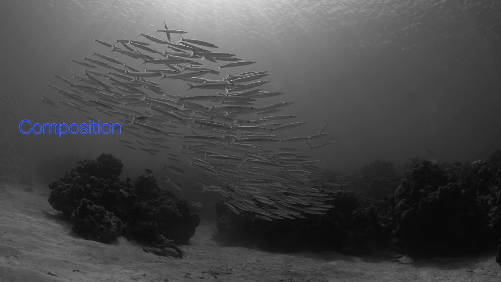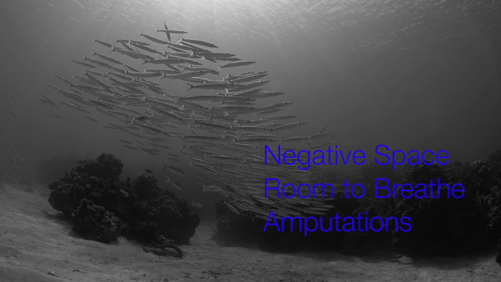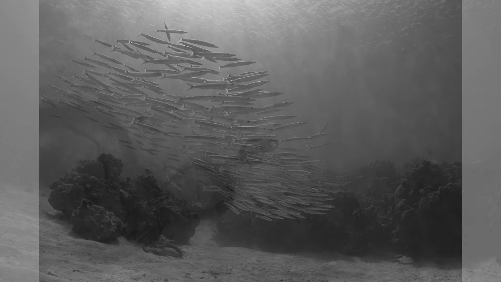This is Composition Episode 6, Framing, Negative Space, Room to Breathe, and Amputations. The previous episode discussed framing by avoiding placing your subject in the center of the frame and showing examples of the rule of thirds. Now there are other factors to consider when we are framing our subject and composing our image. In this episode we will discuss framing and using negative space, room to breathe, and avoiding amputations.